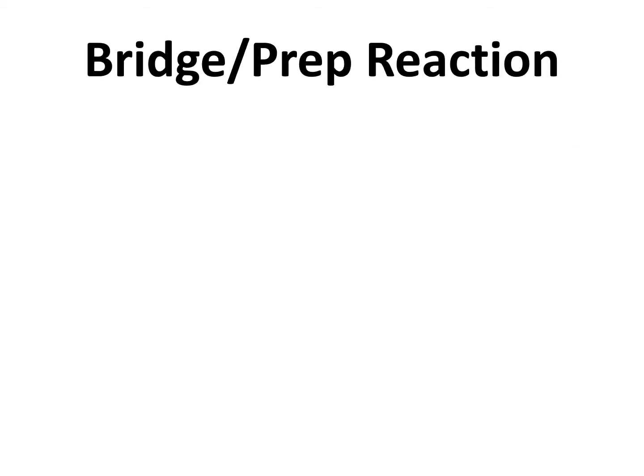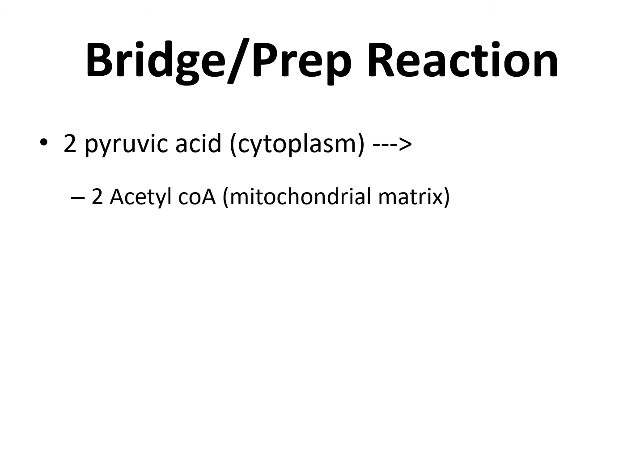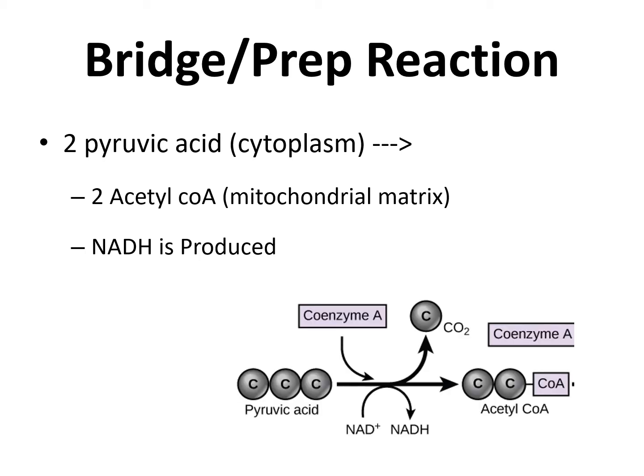Before the citric acid cycle, there is a bridge or prep reaction, and that's where the 2 pyruvic acid are converted into acetyl-CoA so they can enter into the mitochondria. And during this process, a couple molecules of NADH are produced, and remember those are electron carriers. So here again, the pyruvic acid will be converted into acetyl-CoA so it can continue on into the citric acid cycle. And during this process, NADH is produced.